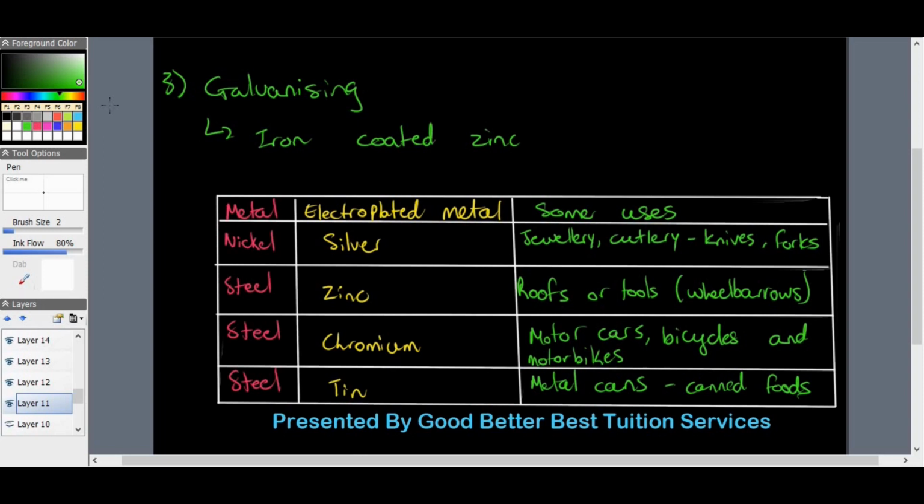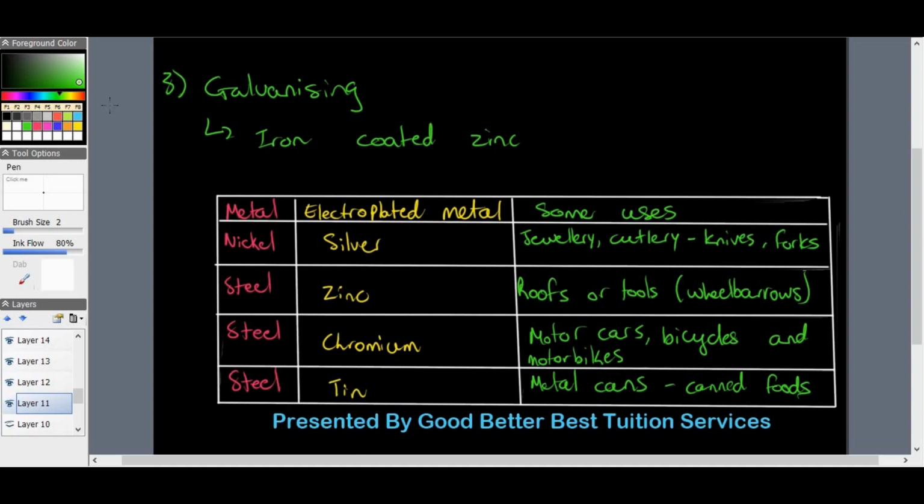So if you look at nickel, which is a metal that is used in creating cutlery, we electroplate that metal with silver, so we prevent our cutlery and jewelry from rusting, the cutlery being knives, forks, and spoons. For steel, we also use zinc, and we electroplate steel with zinc on roofs or tools such as shovels or wheelbarrows. We can also coat steel with chromium, and that will be found on motor cars, bicycles, as well as motorbikes.